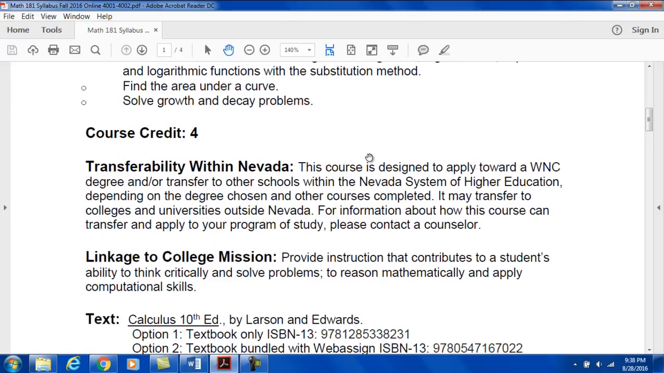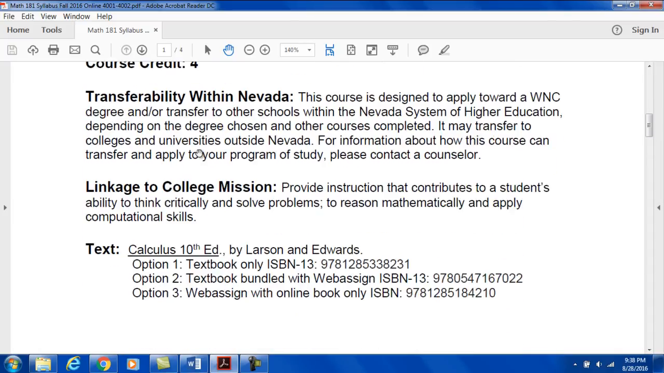Transferability. This should go to any NSHE school. It may transfer out of the system. Check with the counselor on that, and check with your other school too. Linkage to college mission: provide instruction that contributes to a student's ability to think critically and solve problems, to reason mathematically and apply computational skills.